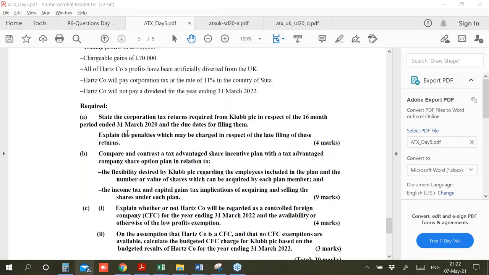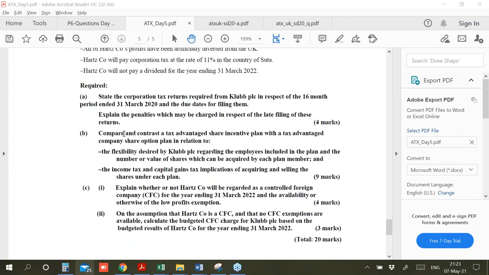So guys, this question will cover a few key concepts, that is, when to submit the tax return. So I've cleared the confusion between 9 months and Monday and the submission of the tax return. The second will help us revise the company share option plan, CSOP, and SIP, the share incentive plan, and the third will help us revise the CFC.